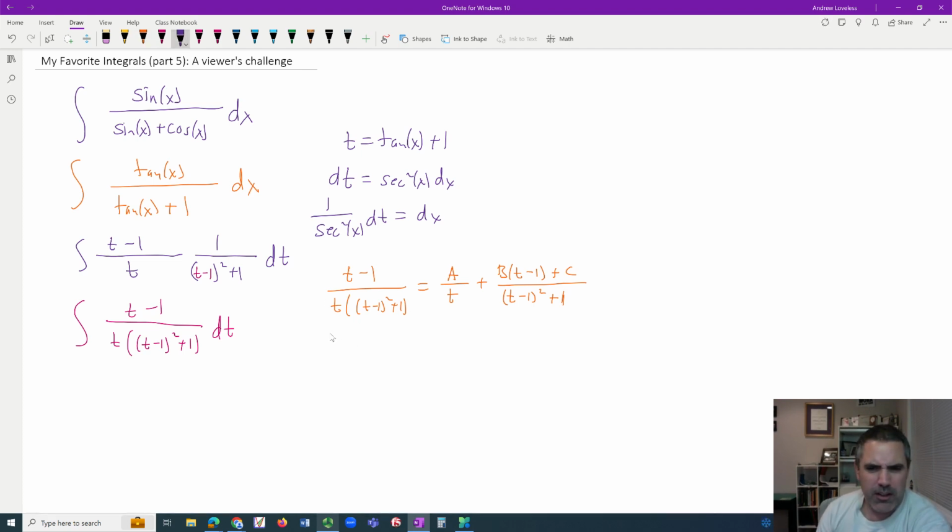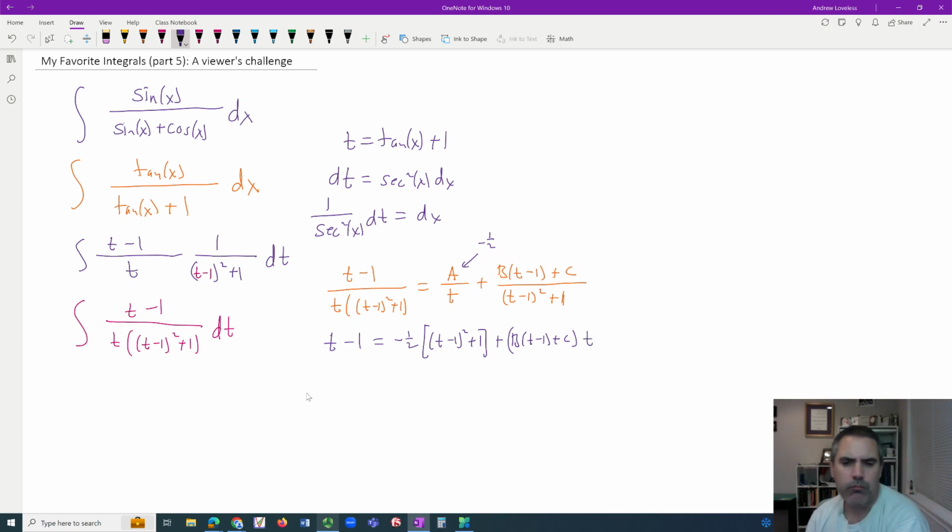If we cleared that, the A you can find quickly using the cover-up method. If you plug in a 0 on top and bottom, you get negative 1 over 2. So you're going to get negative 1/2. But the other ones usually have to do a little more work to find. So this is going to be negative 1/2 times this mess, t minus 1 squared plus 1, plus B, t minus 1 plus C, all times t.